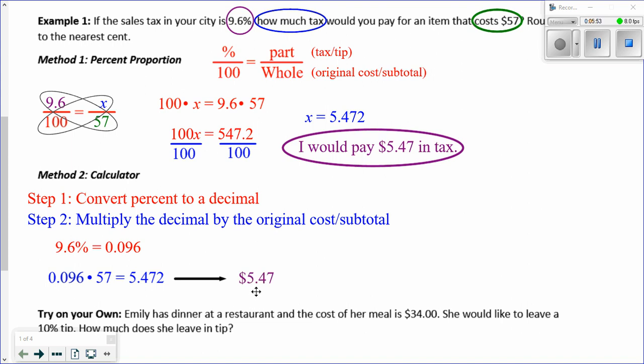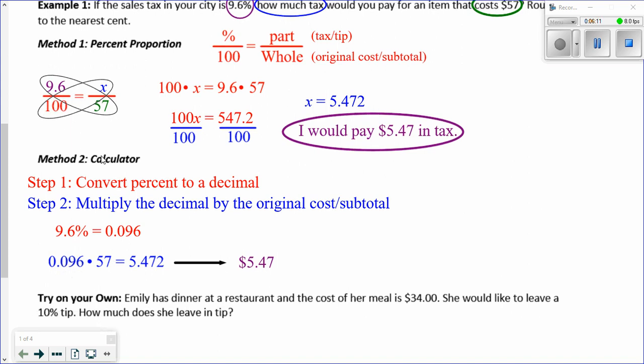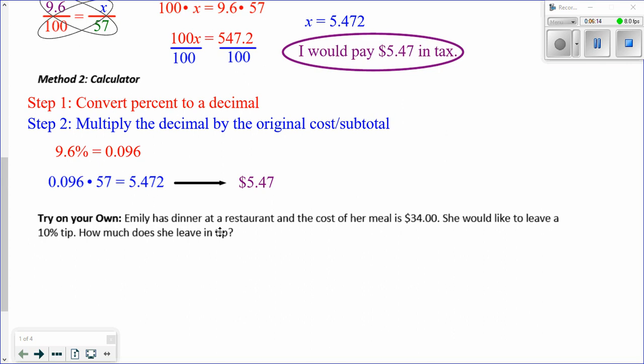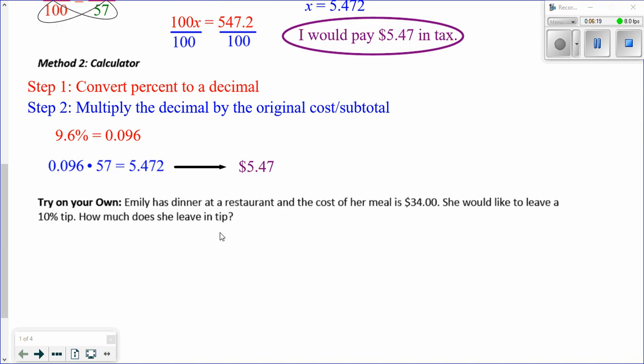Okay? So you can pick the method that you like more. If you are comfortable converting percents to decimals, and you remember to move it over 2 spaces, maybe you prefer the calculator method. If you're not as comfortable with moving that over and you really like the proportion setup, go ahead and do it that way. It's up to you. So you guys are going to try this on your own. Choose whichever method you would like. It probably wouldn't be a bad thing to do to practice both while we're doing our notes. Okay? So if you do the proportion here, maybe you want to try the calculator on the next try on your own, or vice versa.